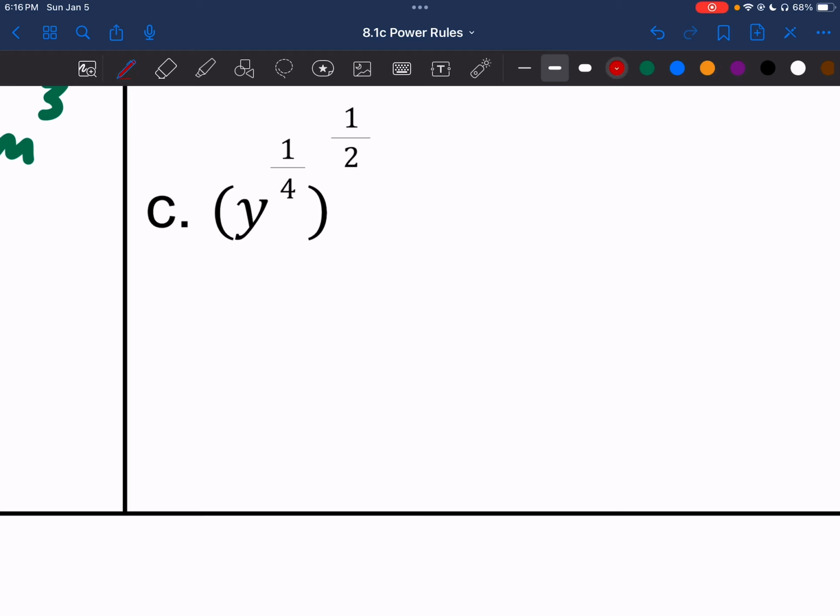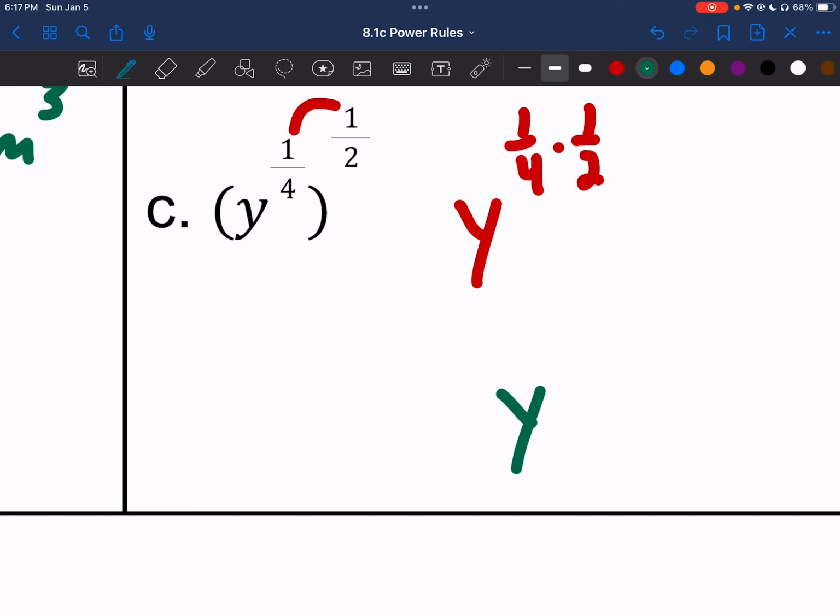All right, let's skip down to letter C. We're going to distribute. So we'll just show this one the way that we are taught with the rule. We have y to the 1/4 times 1/2. When we multiply fractions, we multiply the numerator straight across. So 1 times 1 is 1. We multiply the denominator straight across. 4 times 2 is 8. So this is y to the 1/8 power.